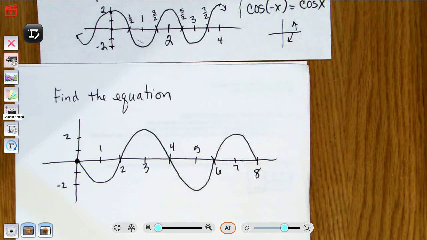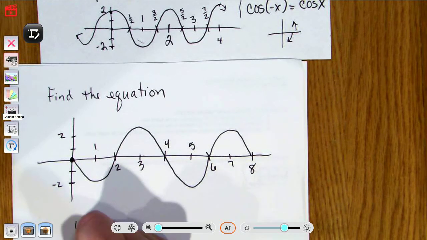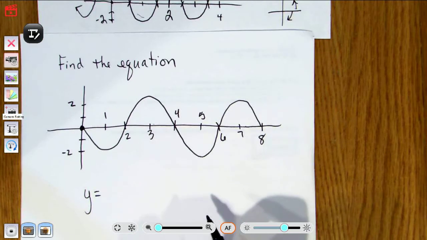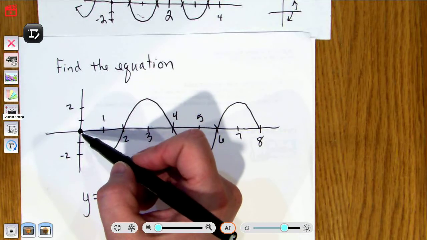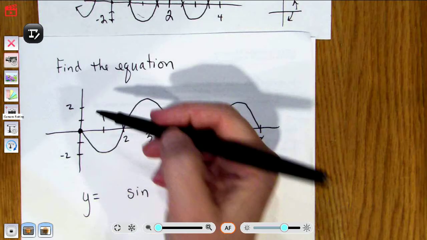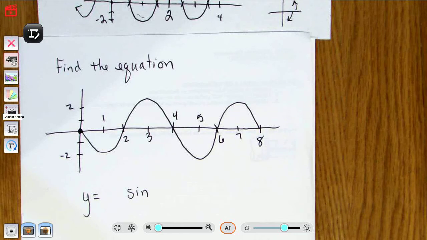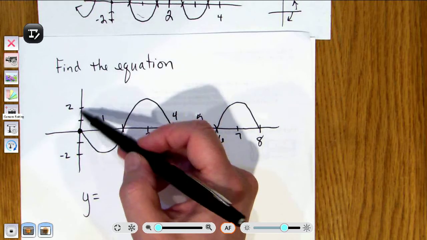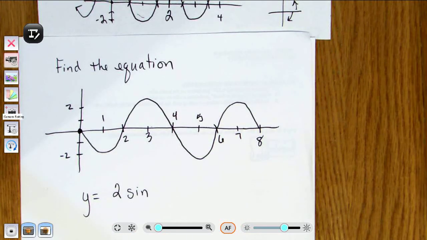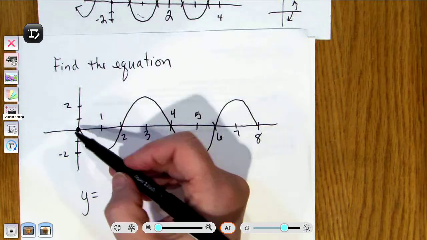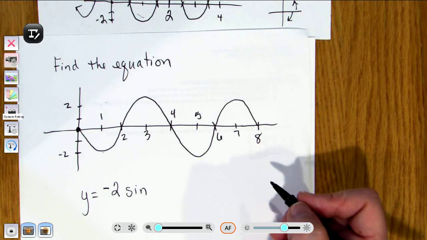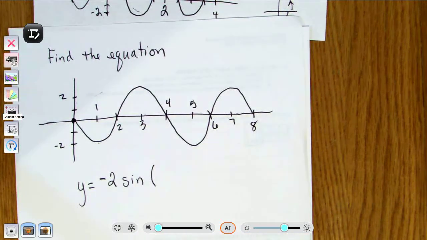Okay. To find the equation, the first thing we have to realize is, is this a sine curve or is this a cosine curve? To determine that, I notice it starts at 0, 0. So that means it's going to be my sine curve. A cosine curve would start up on the axes. Okay. Instead of going up and down to 1, we're going up and down to 2. So that means I'm going to have a 2 out front. That's my amplitude. Since I went down first and not up first, that means I had a negative out front. Okay. That's the easy part.